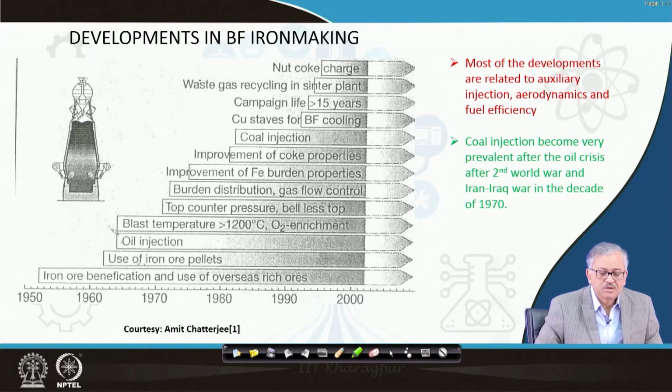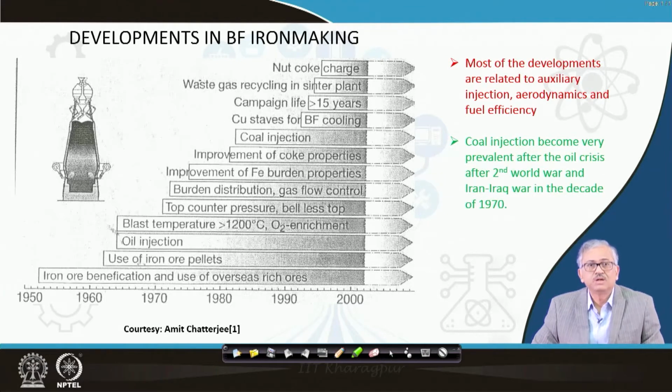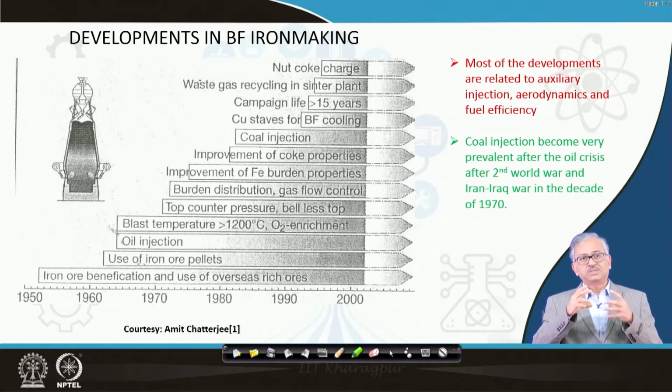Then top counter pressure, beltless top charging, and then you have the top pressure. If you have a top pressure, then you can produce more, because you can use more blast rate without increasing the pressure drop, if you can increase the top pressure.